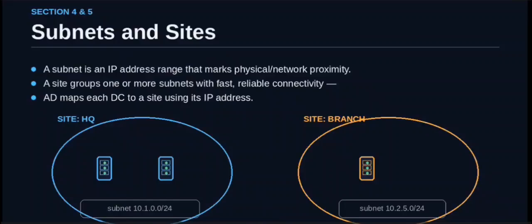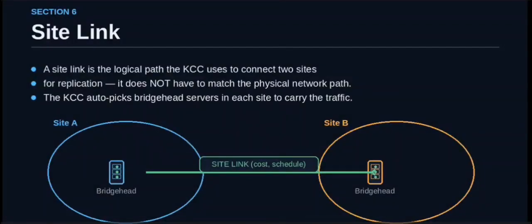Now let's move to the next topic, that is site links. Let's understand what site links are. Before we understand site links, let's first look at two types of Active Directory replication. The first is intra-site replication and the second is inter-site replication. Intra-site replication is the replication that happens between domain controllers within the same Active Directory site.